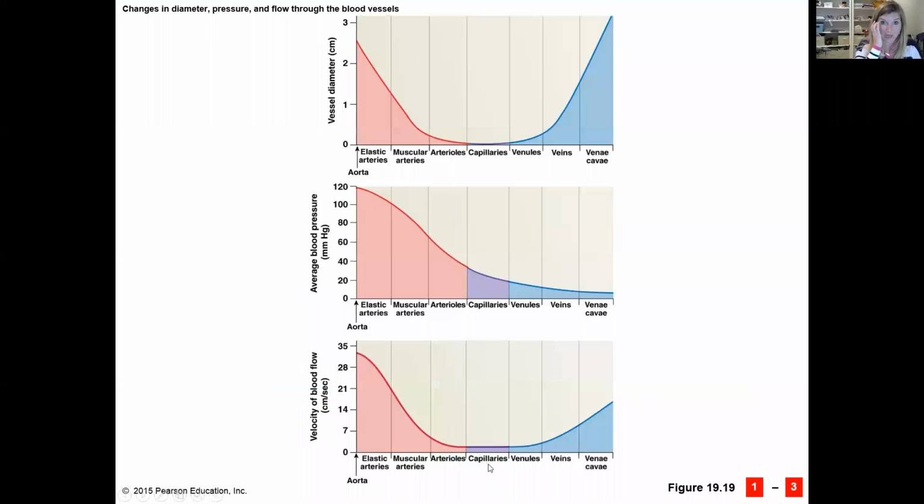So here are some visuals for you. You can see the effect of vessel diameter: very large elastic arteries, very large vena cava, capillaries very small. You can see the relationship between the vessel diameter and pressure. Pressure is highest closest to the heart, right, closest to that arterial end. So our arteries have a very high pressure compared to the vena cava, which have a very low pressure. And then we can see the velocity of blood flow.